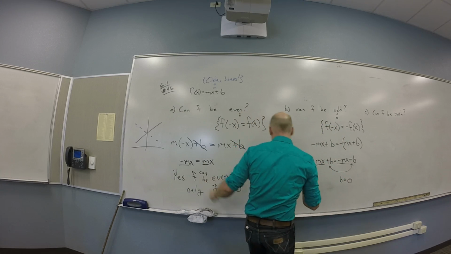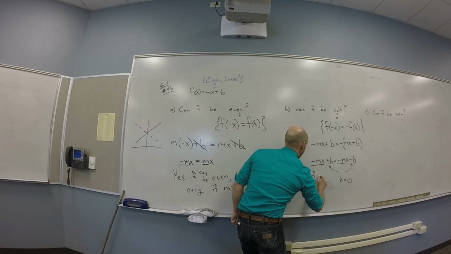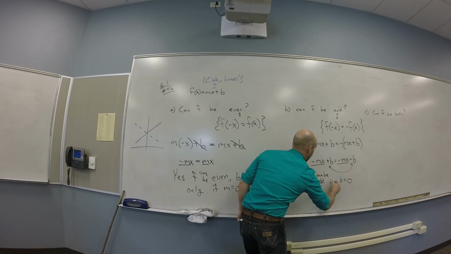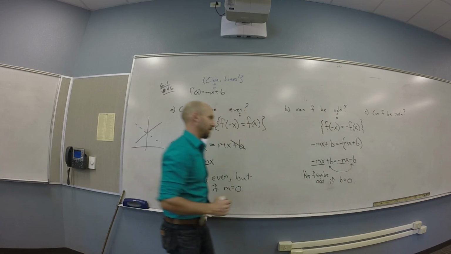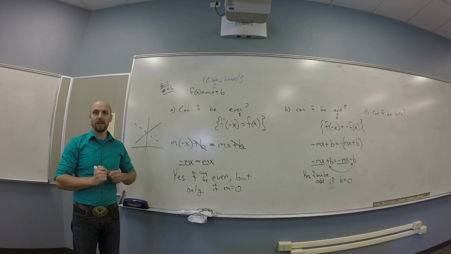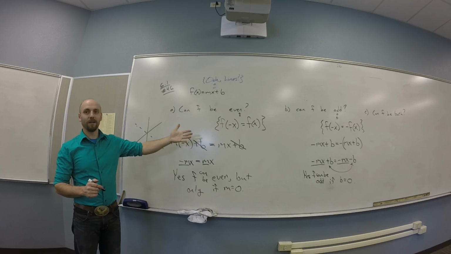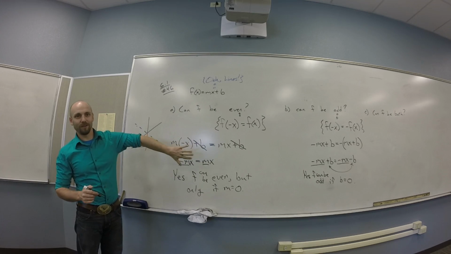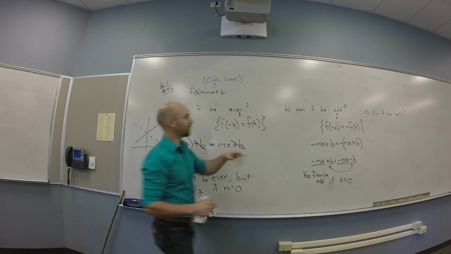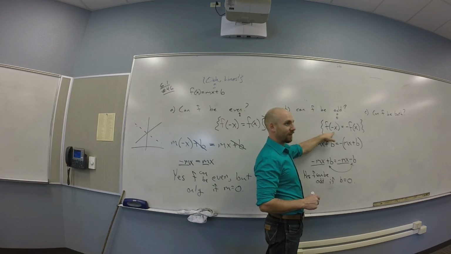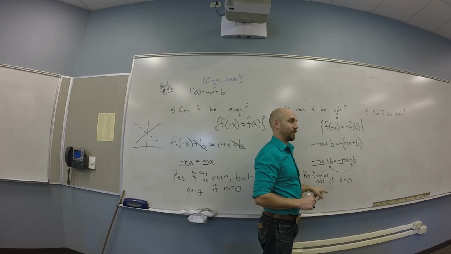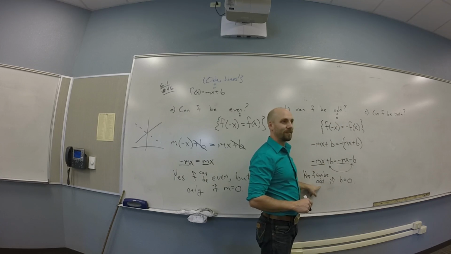So yes, f can be odd if b is 0. And things should be odd if they flip over the origin. Yeah, so things are odd if a vertical flip is a horizontal flip. Okay. You guys see that? That's what these guys are. This is a horizontal flip, right? That's a vertical flip. So if a horizontal flip is a vertical flip, then it's odd.